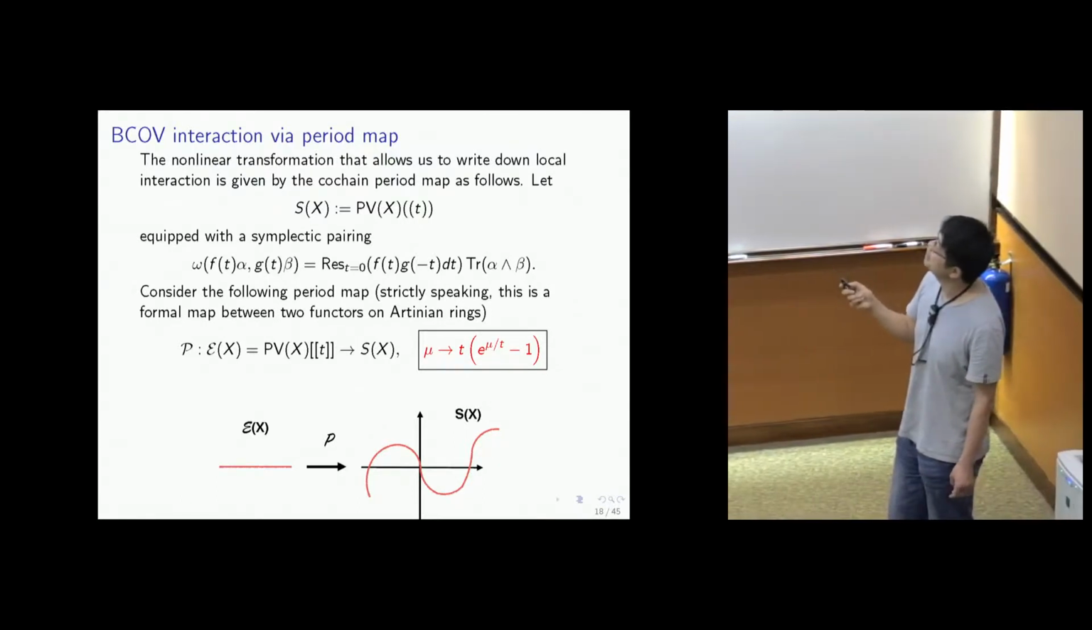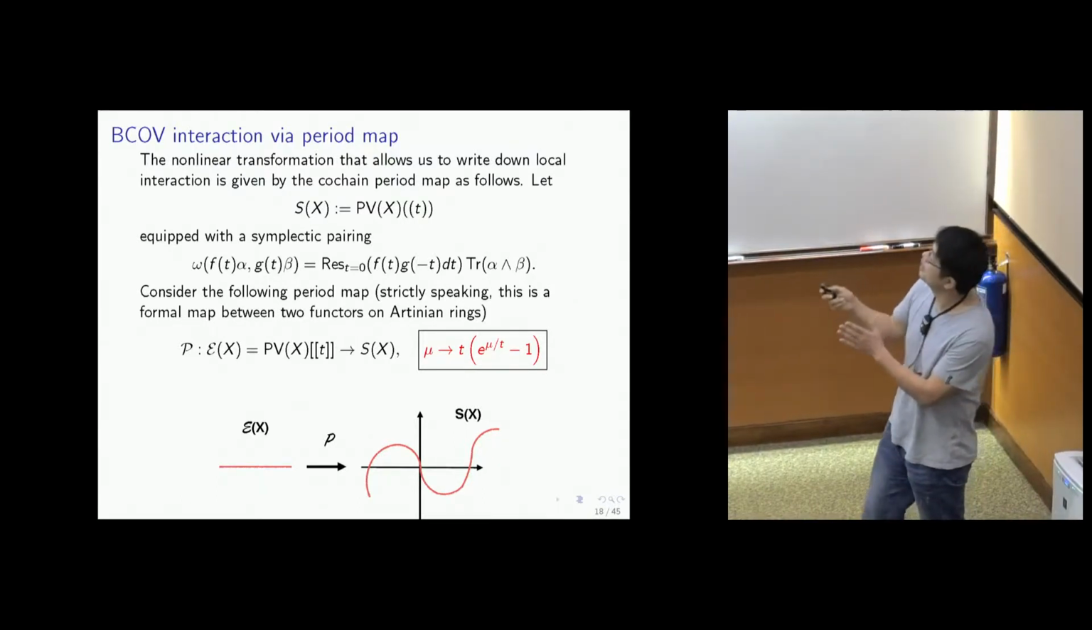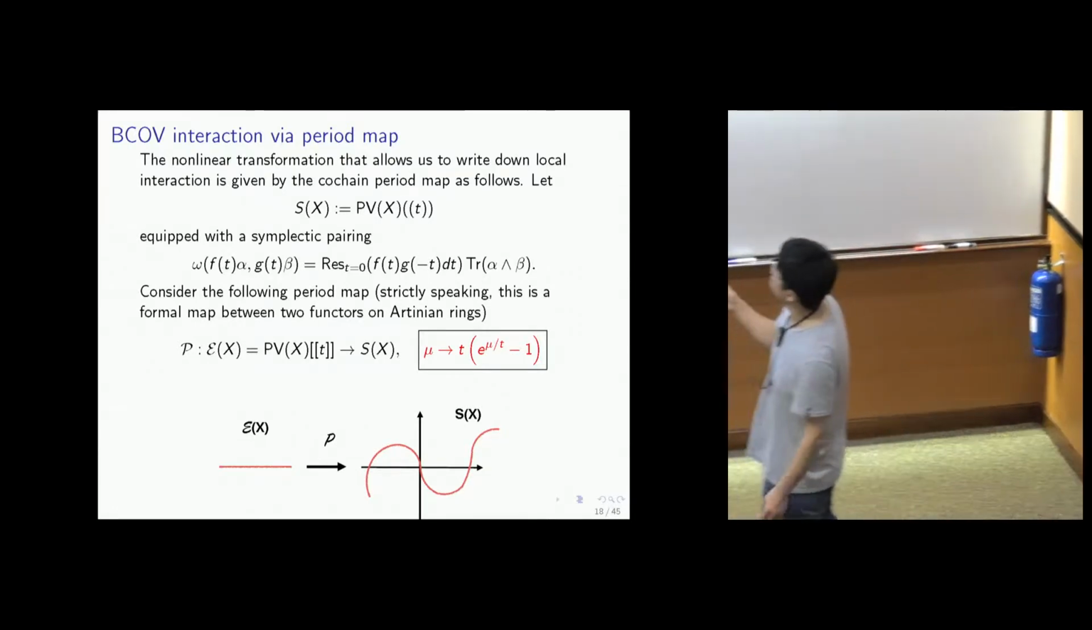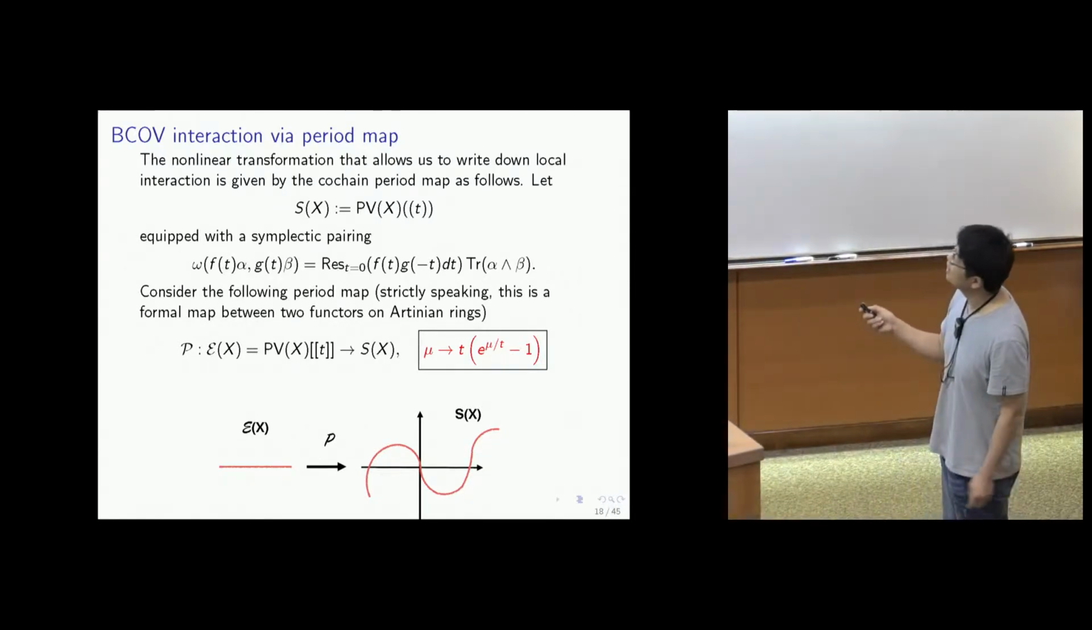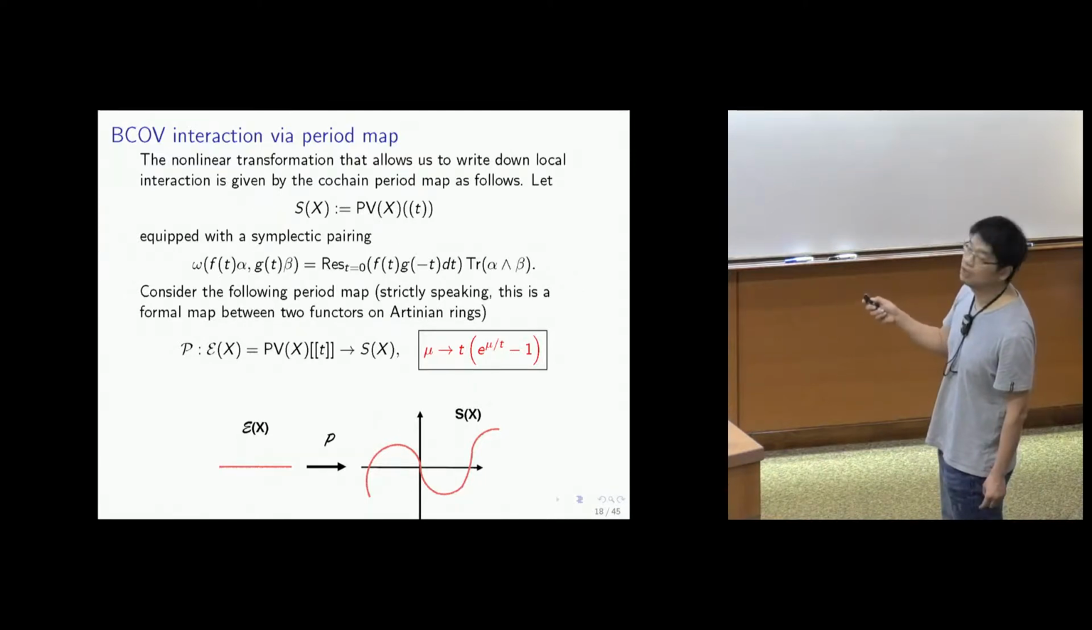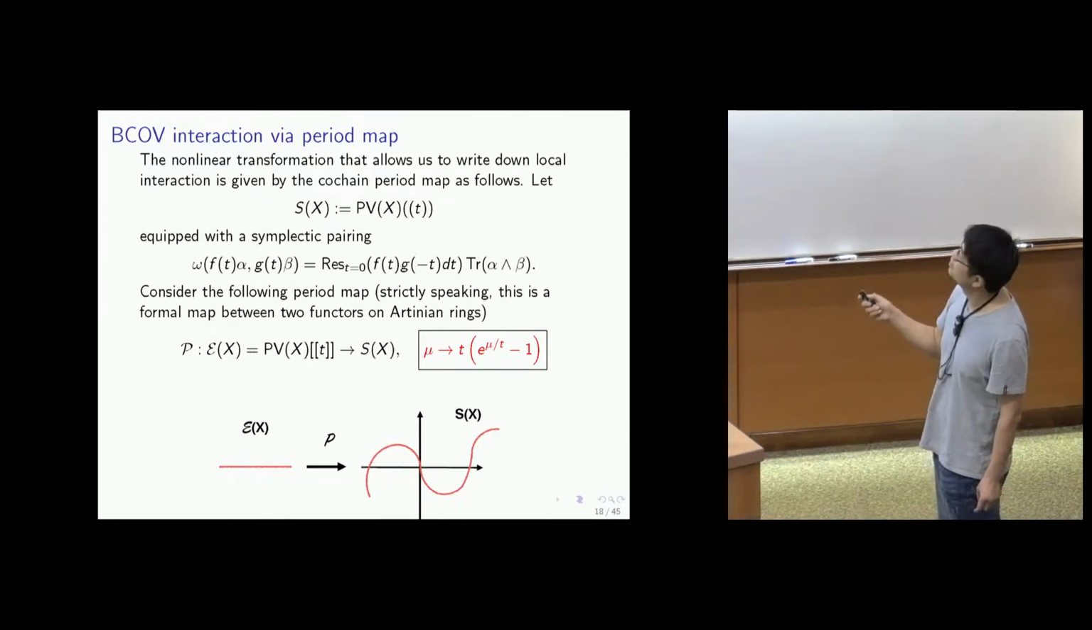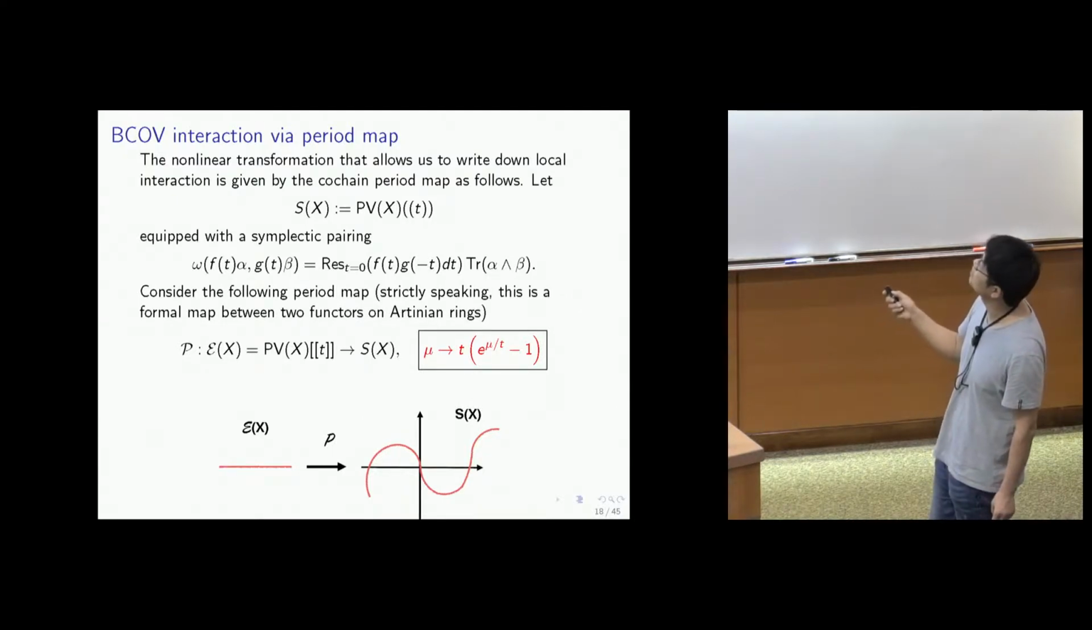Then for this symplectic space, it considers the following. This is like a period map. Basically, this period map is mapped from this space, our original field space, to this symplectic space. And this is the formula sending a mu to this guy.